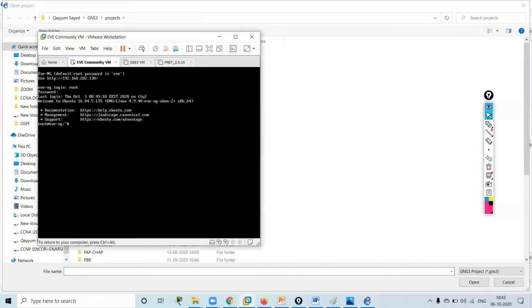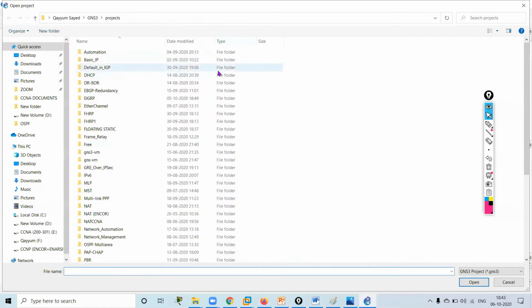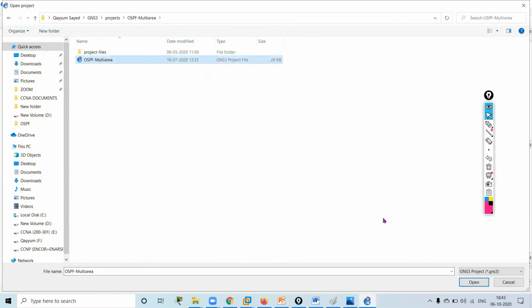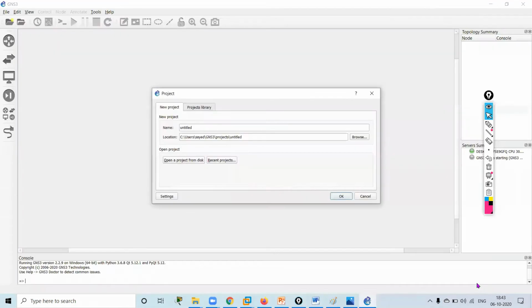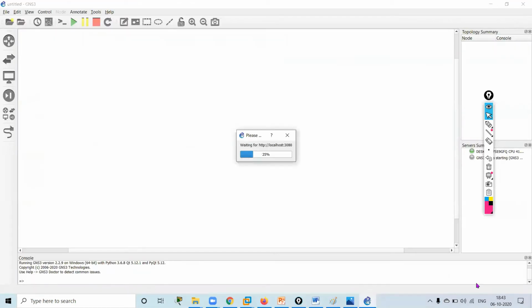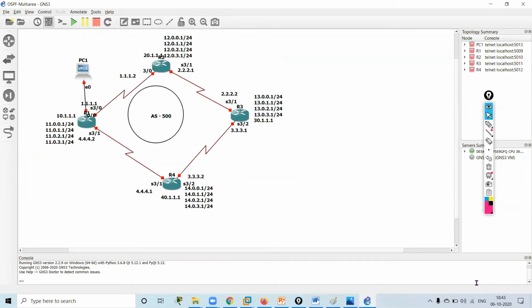One question here. So we define area 0. Does this 0 make it a backbone network, or is there another specific command we run to make it a backbone area? Whenever we configure an area on the router, we define the router network and then area 0. Does this area 0 command make it a backbone, or is there another command we run? No, it only makes the router a backbone area.